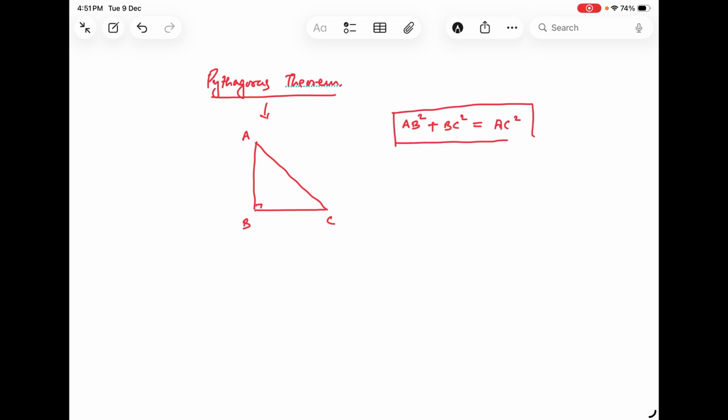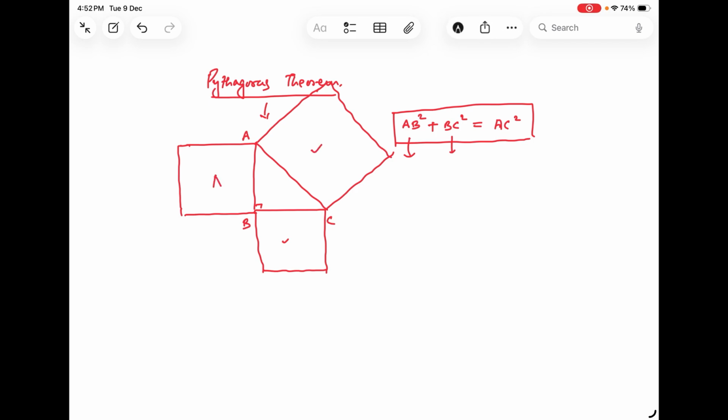What does this mean? This means that if you draw a square on side AB, then AB square represents its area, right? If we draw a square on side BC, then BC square represents the area of this square. And if we draw a third square on side AC, then AC square represents this area. So basically we can say that area 1 plus area 2 is equal to area 3.